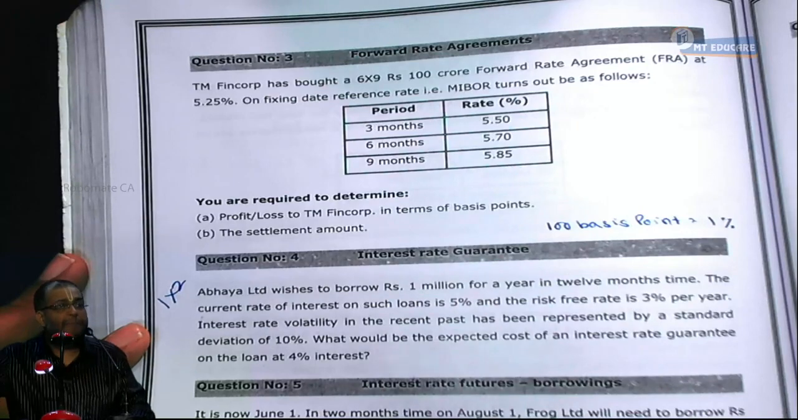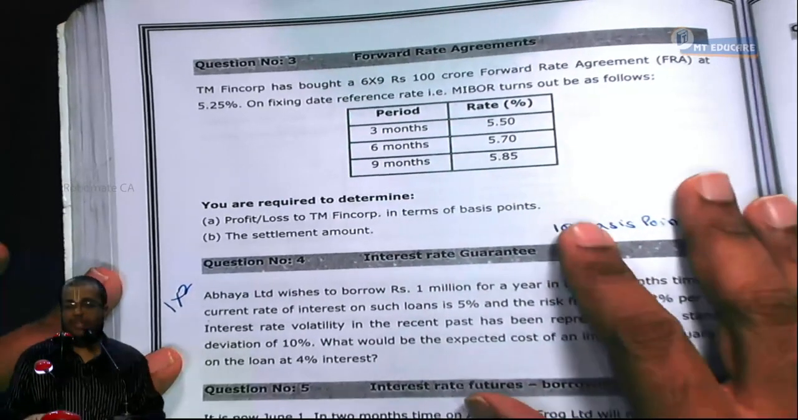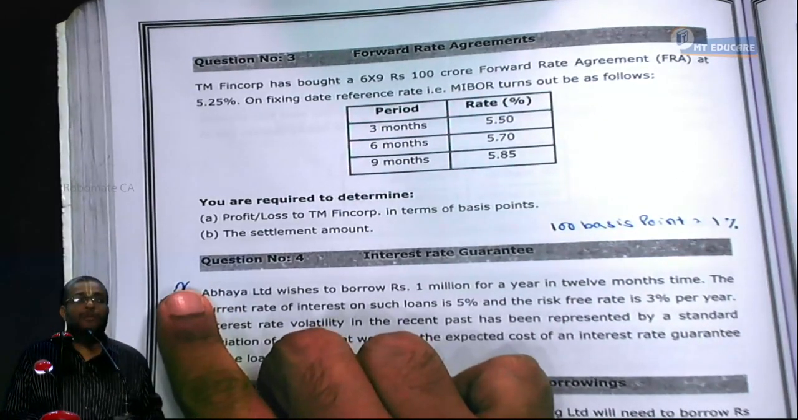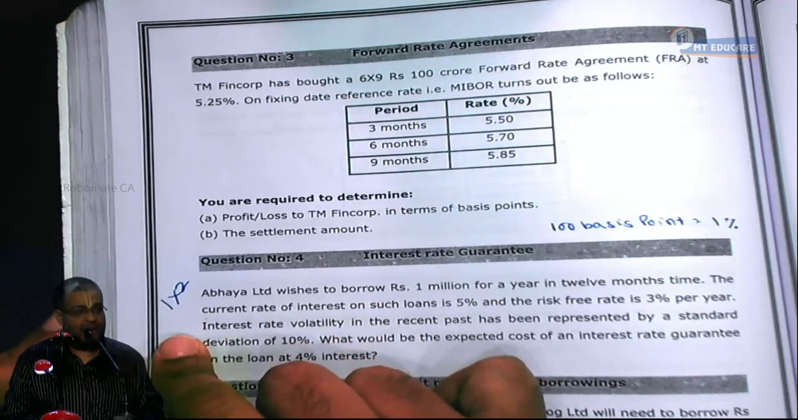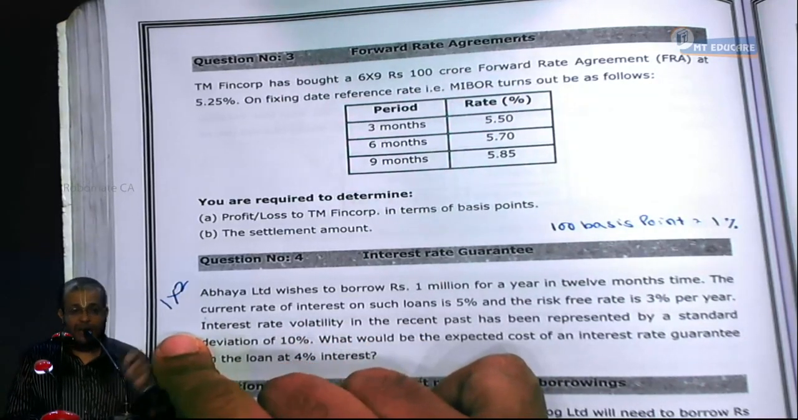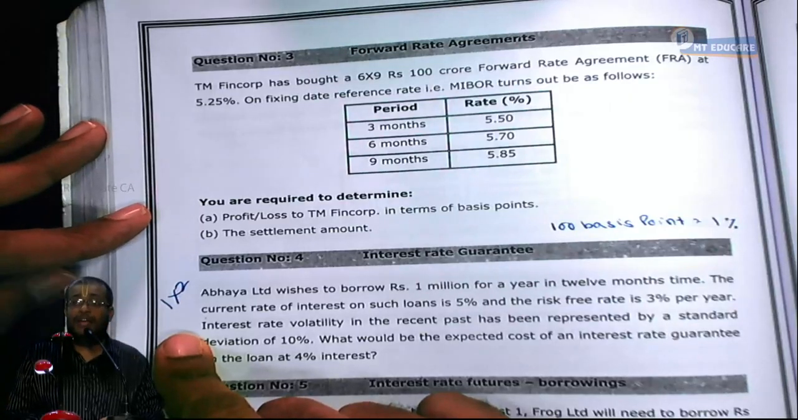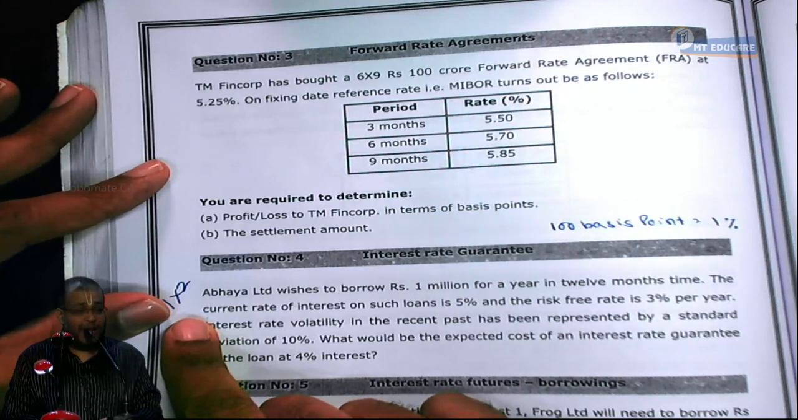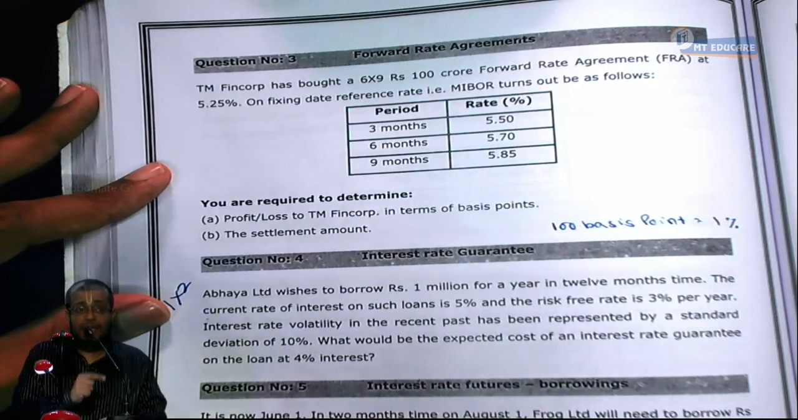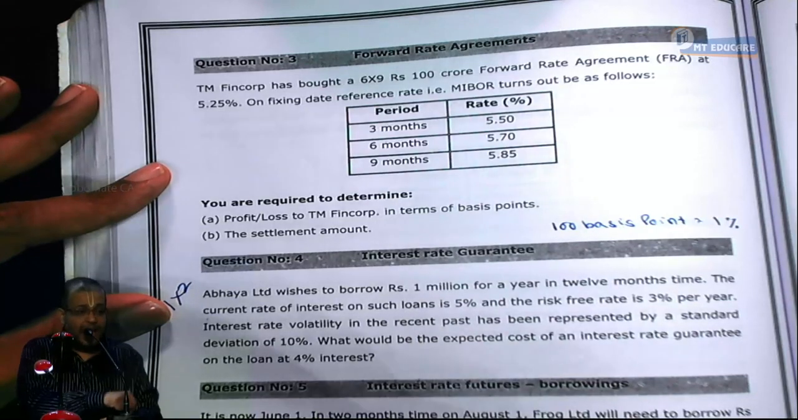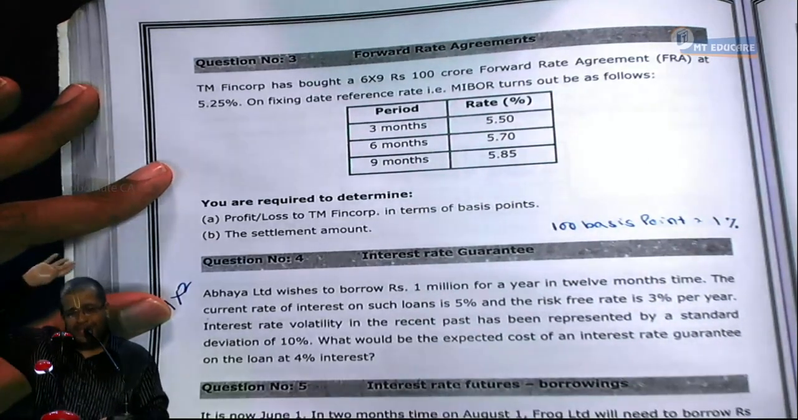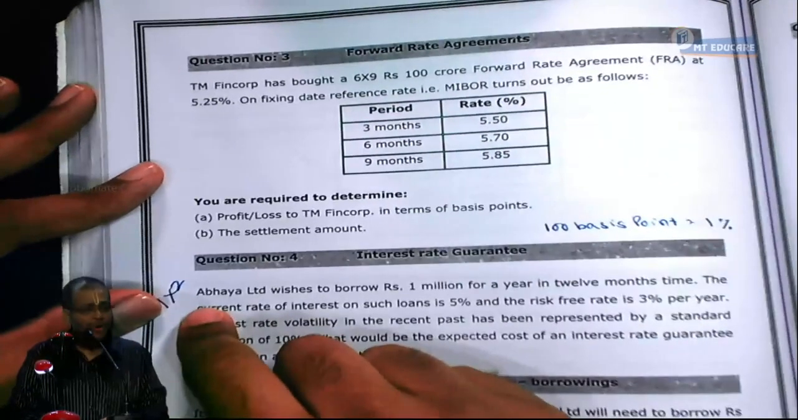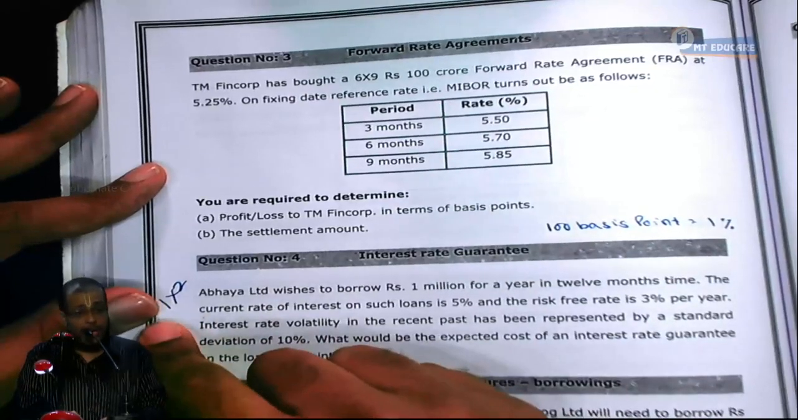Now, listen. If I borrow today, is there any risk? But I am going to borrow after 1 year, so I am having a risk. So I go for a call option. Call means right to sell or right to buy? Right to buy after 1 year. I have a right to buy an interest rate, and let's give the interest rate the name MIBOR. So I have a right to buy MIBOR.